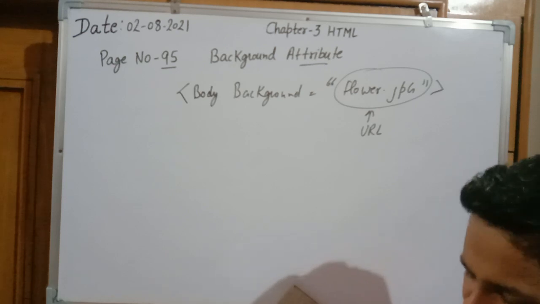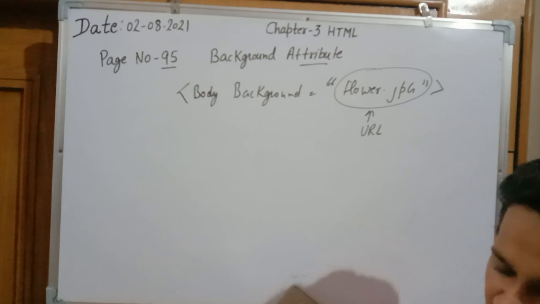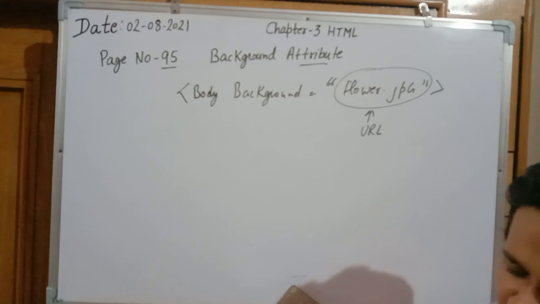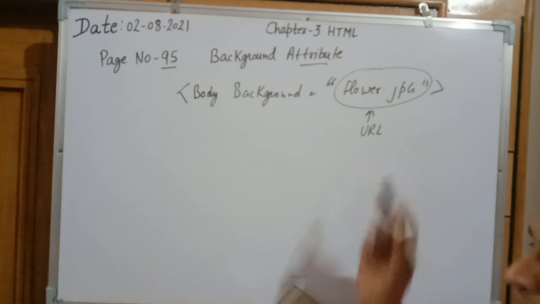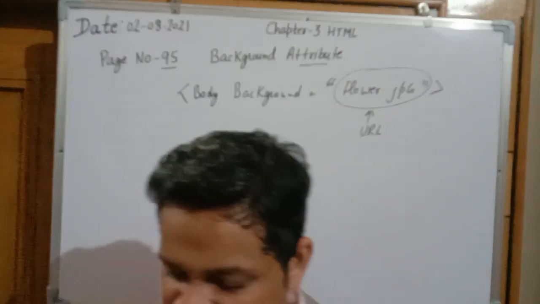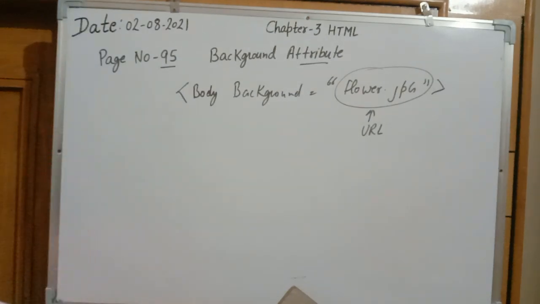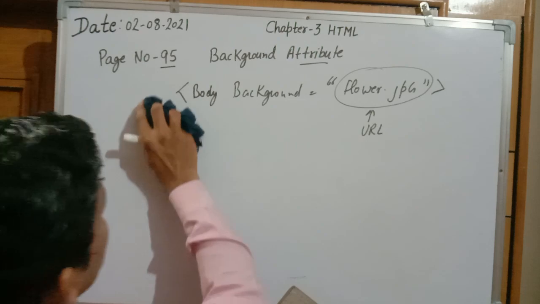Now you can see the output on page number 95. On the top, "HTML is a platform independent language" is written, that is of size 6, color will be red, and face will be monotype cursiva. And in the background you can see it is of flower type, because we have given the background image as flower.jpg. Now come to the next attribute, that is the bgcolor attribute.